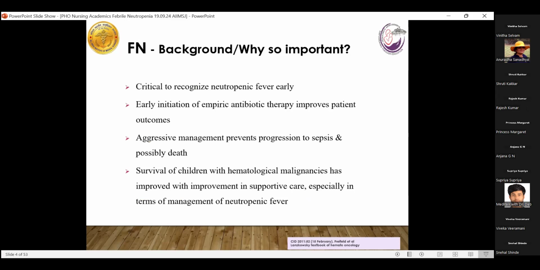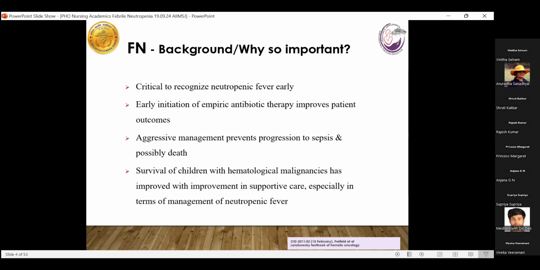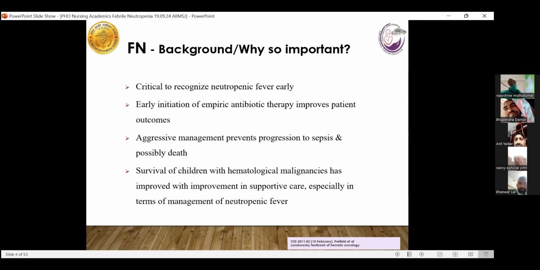So, coming to background, why learning about febrile neutropenia is important. First of all, it is critical to recognize neutropenic fever early for early initiation of empiric antibiotic therapy, which will further improve the patient outcome. Aggressive management prevents progression to fulminant sepsis, which will eventually lead to death. And it is seen that survival of children with hematological malignancy has improved significantly with improvement in supportive care, especially in terms of management of neutropenic fever.